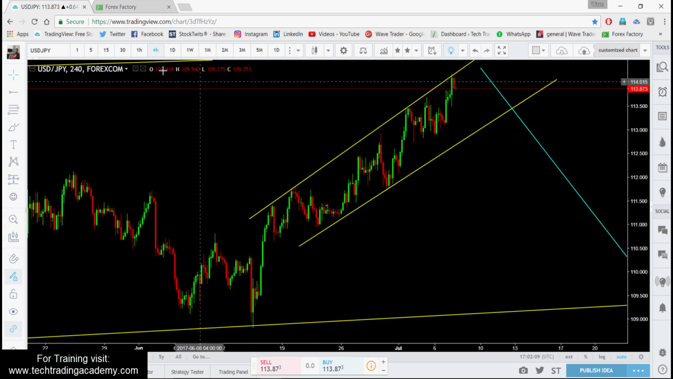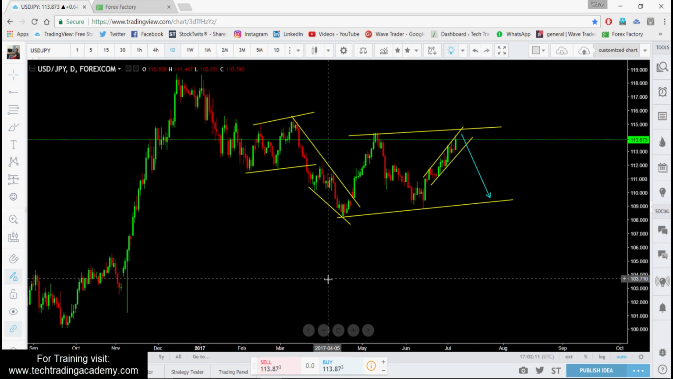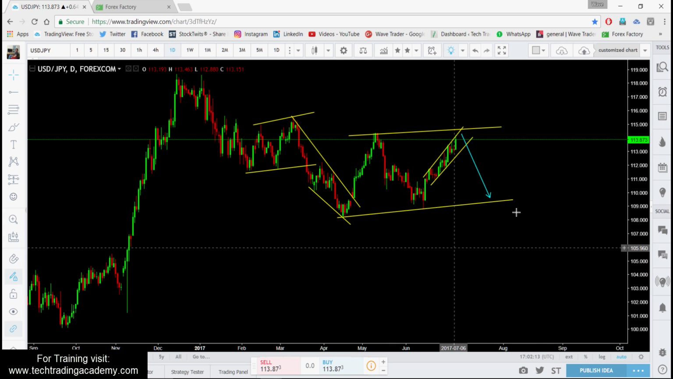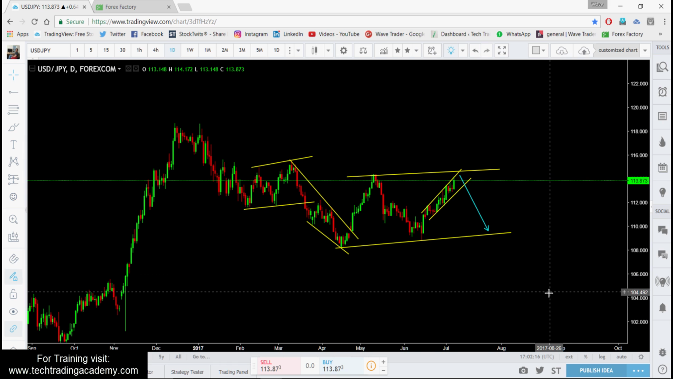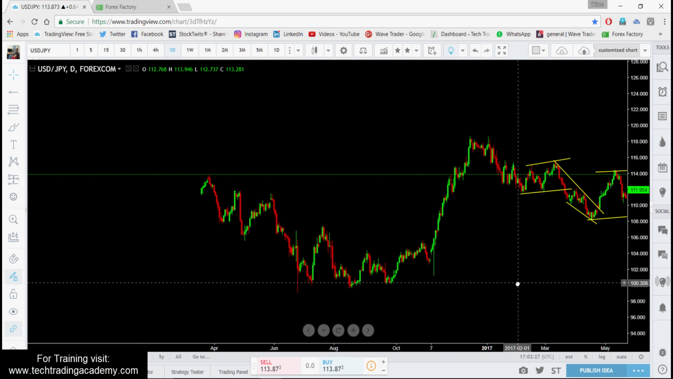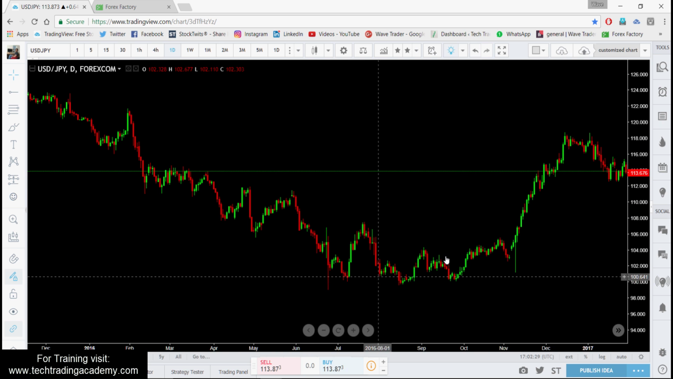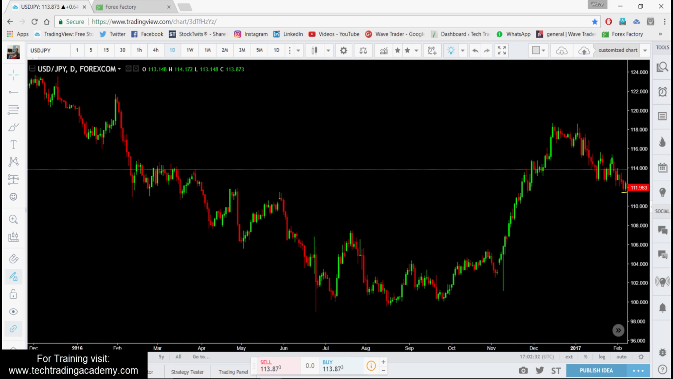USDJPY, I'm looking for this pattern formation. Fellows, this pair is still short term up, not downside. This pair is still up within that channel. We have dealt with that channel many times before. No need to tell you what we have done on this pair.